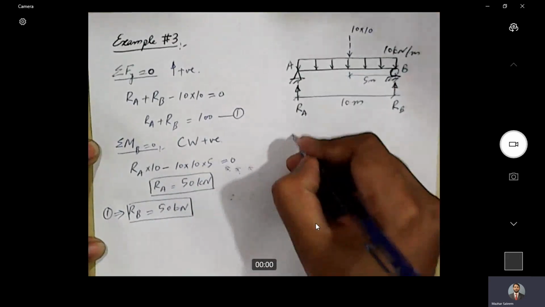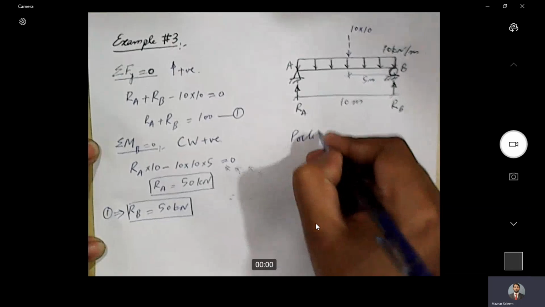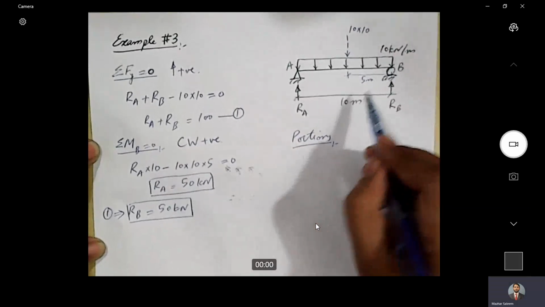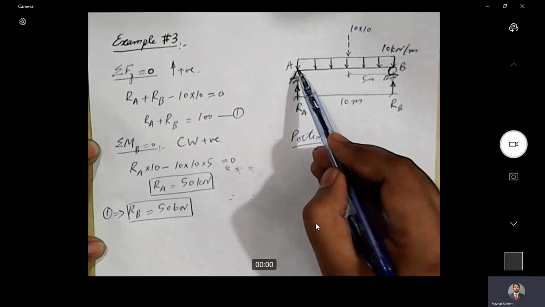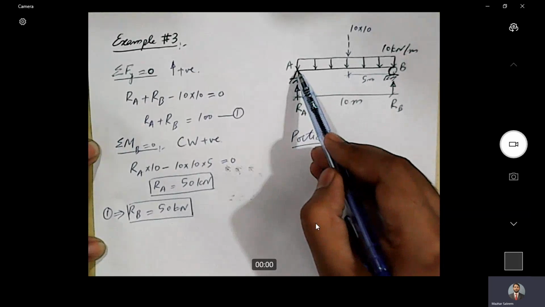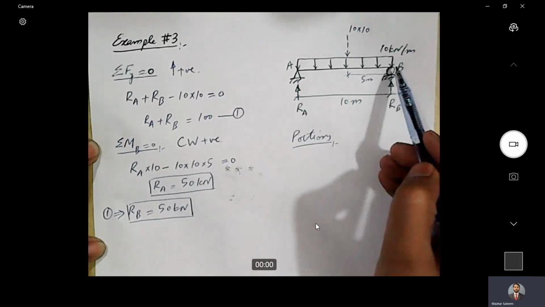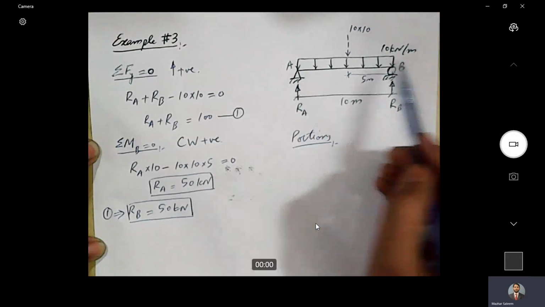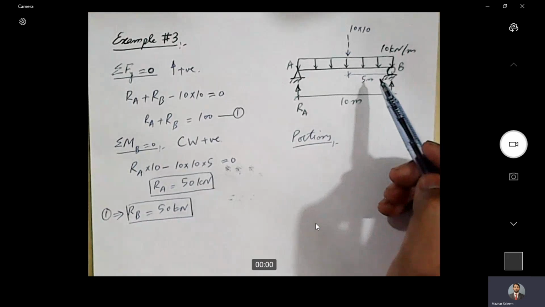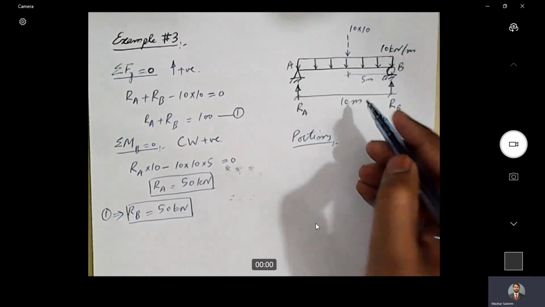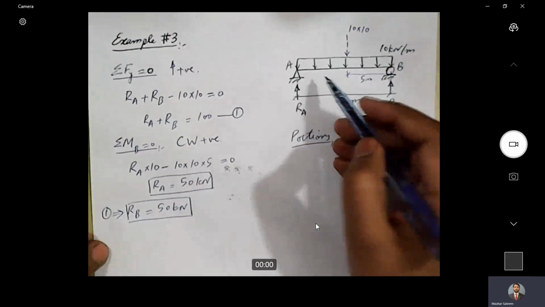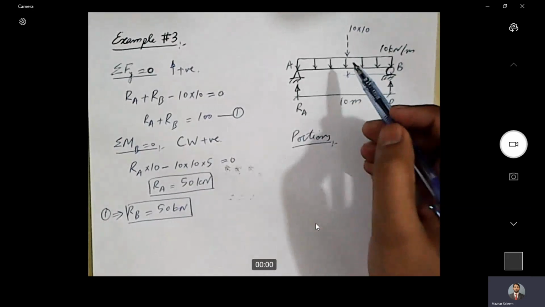Now next step is to divide the beam into portions. Let's see what portions do we have in this beam. If we start from end A and start moving towards B direction, there is no variation in the loading. We have UDL starting from point A and ending at point B, which means that there is no abrupt change in the loading condition at any point.